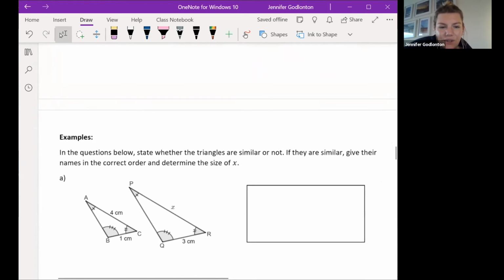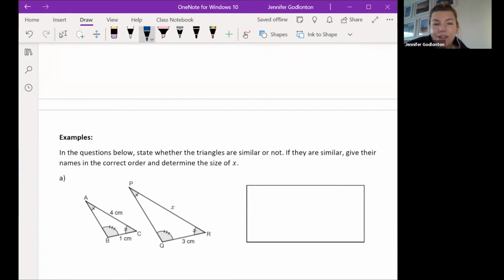Okay, so we've got these two triangles here. You're going to say, are they similar to each other? And then if they are similar to each other, you're going to write the triangles in the correct order. You're going to give me a reason, and then you're going to determine the value of X. How exactly you would write this in a test, I'll show you in these questions how you would write it in a test.